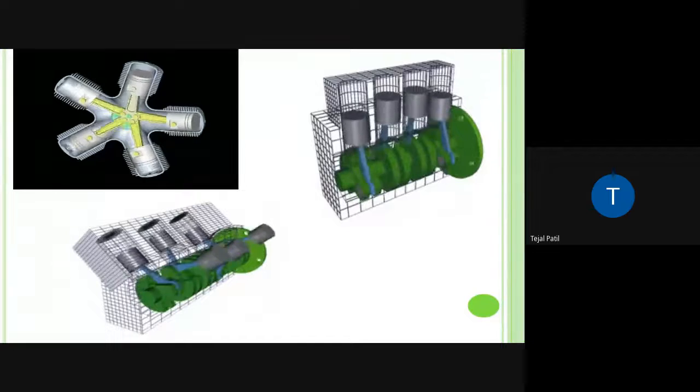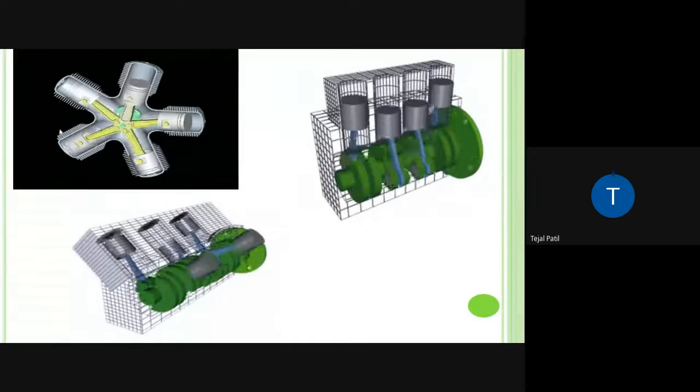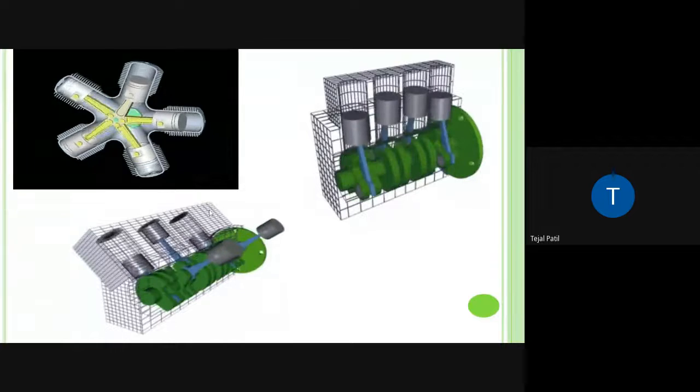Here you can see these are radially arranged. Okay, radius wise arranged किया हुआ है. So this is the radial engine.